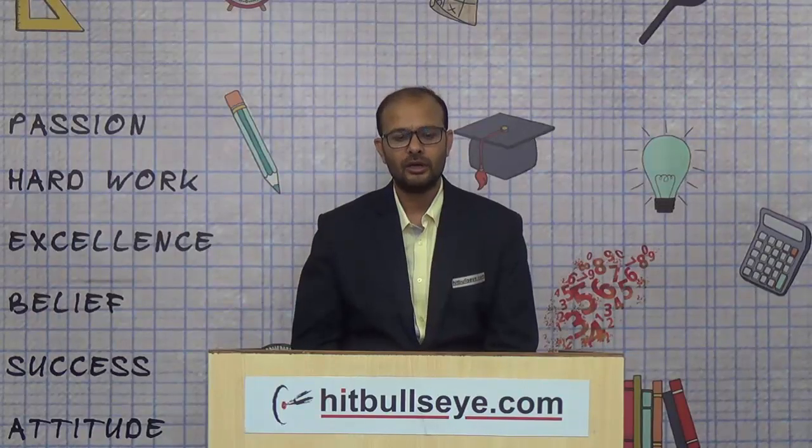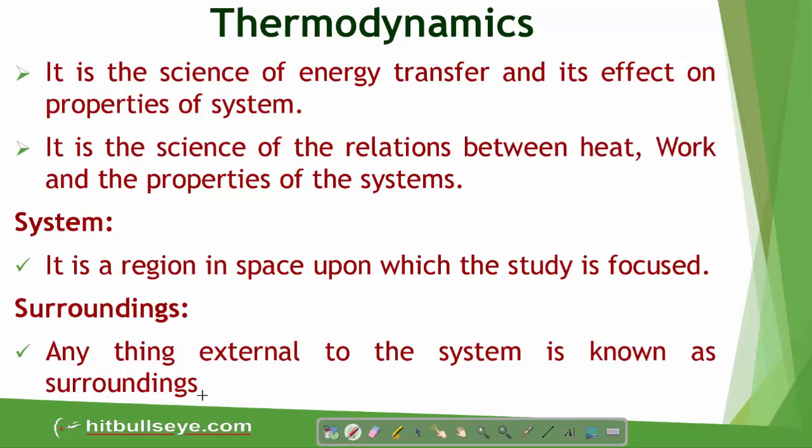What is thermodynamics? Thermodynamics consists two words. First is thermo, second is dynamics. Thermo means heat, dynamics means motion, means heat in motion. So the definition of thermodynamics is it is the science of energy transfer and its effect on the properties of the system. In thermodynamics, what is system?